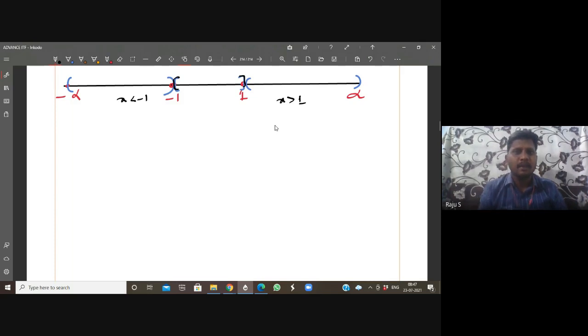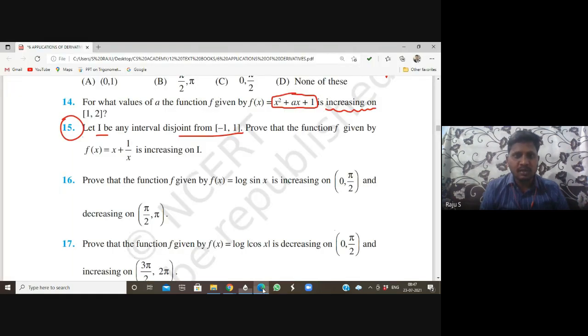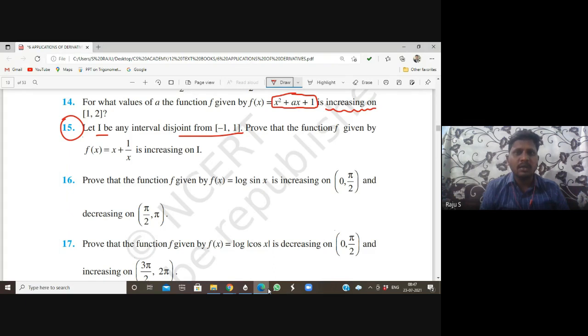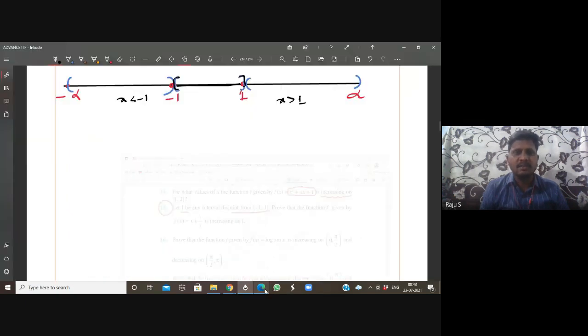First, I'm going to take this interval. The question clearly says we have to show that other than those intervals, it is increasing. First, I want to check in this interval minus 1 to 1, whether the given function is strictly increasing or decreasing. Okay. So now, first, the given interval, in interval minus 1 comma 1.